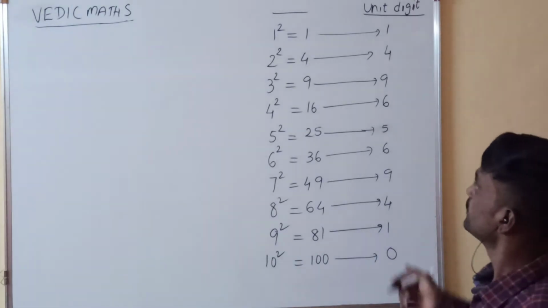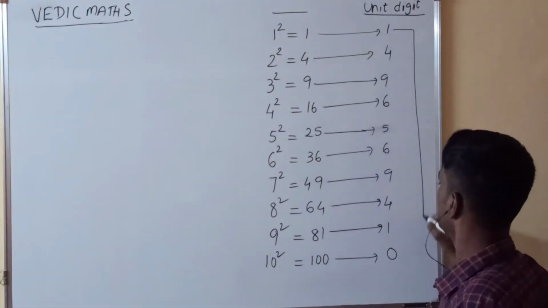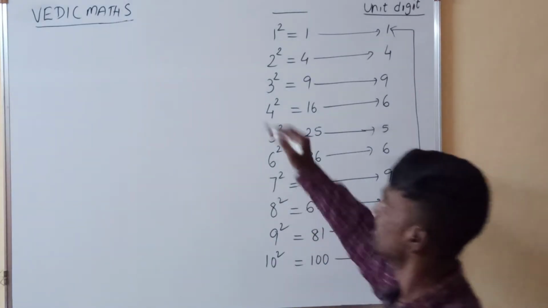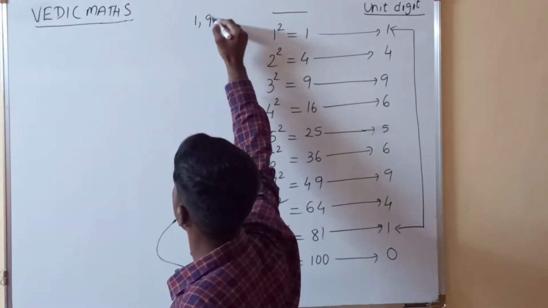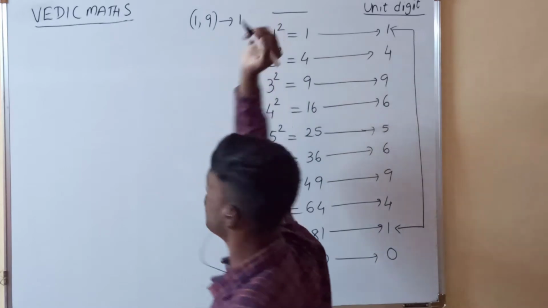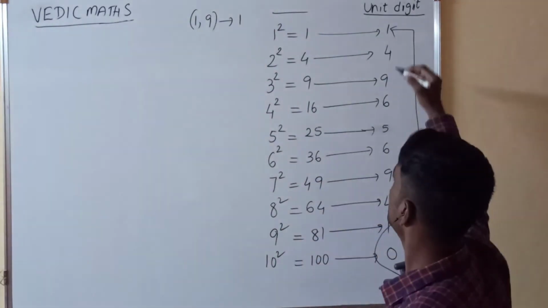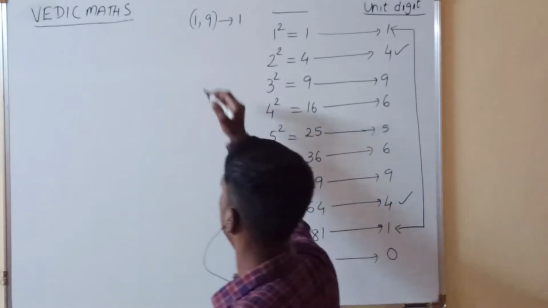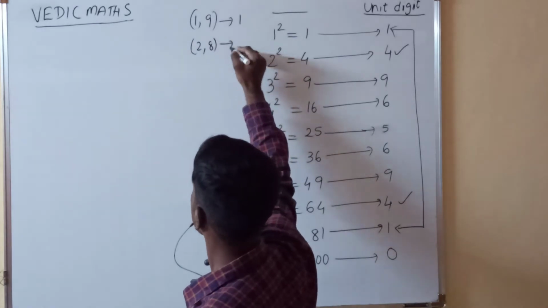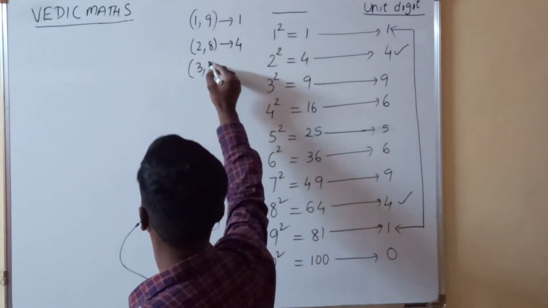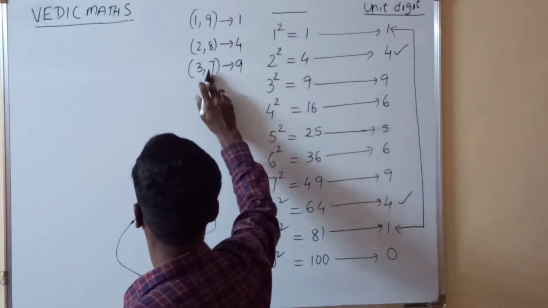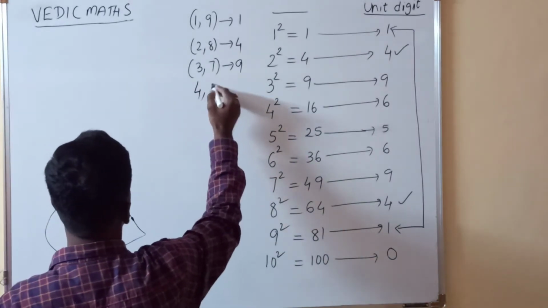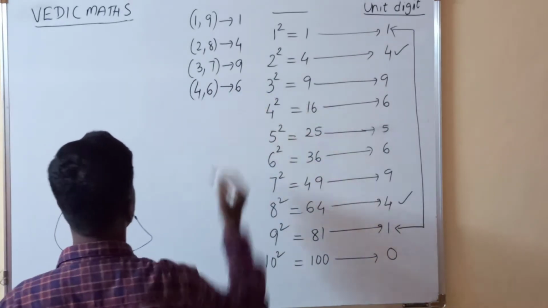And also if you observe, the unit digit in 1 square and the unit digit in 9 square, both are same, 1 and 1. The unit digit in 1 square and 9 square is same, which is equal to 1. And the unit digit in 2 square and the unit digit in 8 square is also same, which is 4. The unit digit in 3 square and the unit digit in 7 square is same, which is 9. And the unit digit in 4 square and the unit digit in 6 square is same, which is 6.